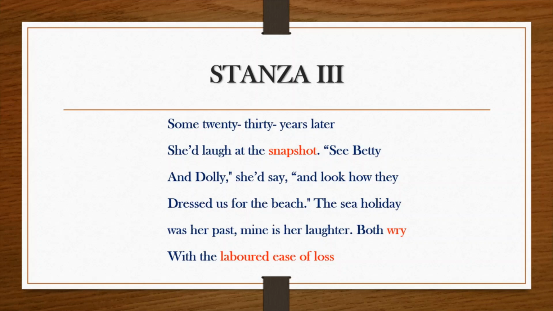The sea holiday was her mother's past, and her mother's laughter has become a thing of the past for the poet, as her mother was now dead. So the poet still remembers how her mother would laugh at the photograph, remembering the sea holiday with a kind of fondness as well as a sense of loss, because that time would never come back. In the same way, the poet also feels nostalgic thinking about her mother and her laughter, which has become a thing of the past. So we see here the words labored and ease are opposite to each other, but both words describe the same entity, that is loss.